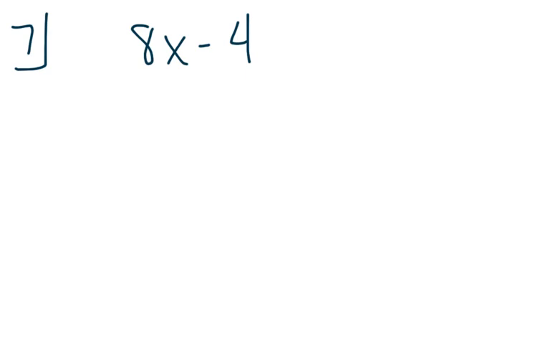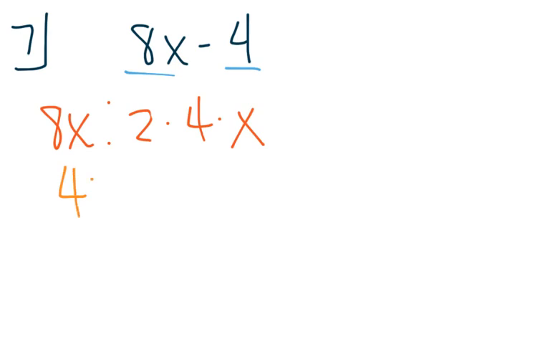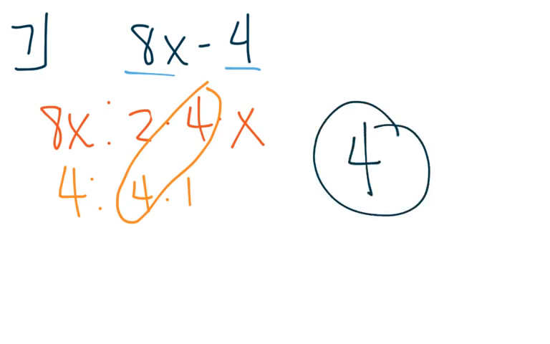Okay, for number 7, we're finding the greatest common divisor of the terms in each polynomial. So basically what that means is we're looking for the biggest number that we can divide both numbers by. So what we're going to do is list the factors of them both and see what they have in common. So we have 8x, which we can break down to 2 times 4, actually let's use a dot instead of an x, times x. And then we're going to do 4, which is 4 times 1. So as you can see, they have a 4 in common. So the greatest common divisor is 4, and that's your answer.